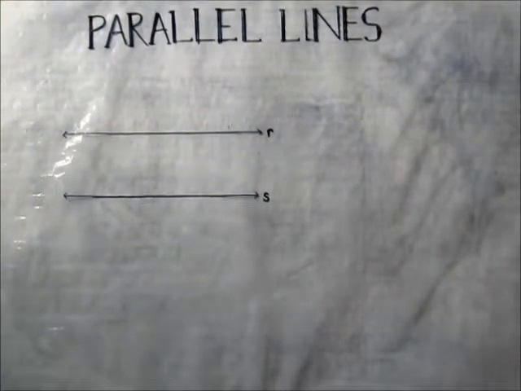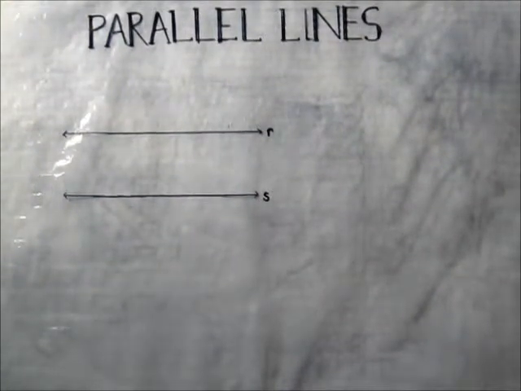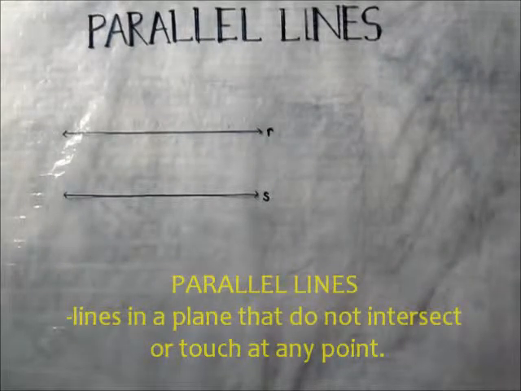Today, we are going to discuss parallel lines. Parallel lines are the basis of Euclid's parallel postulate. Two lines in a plane that do not intersect or touch at a point are parallel lines.